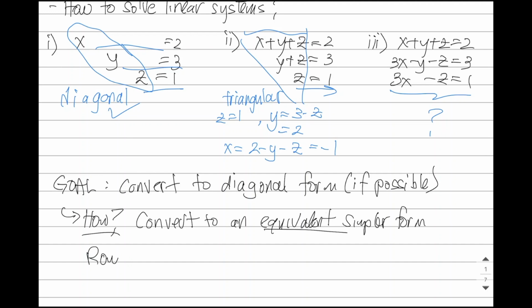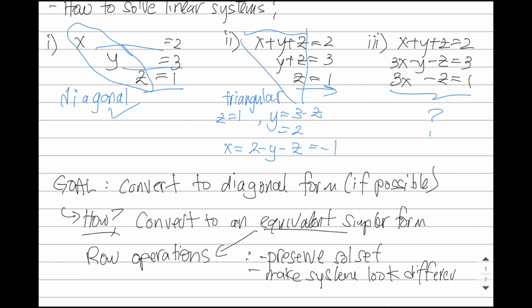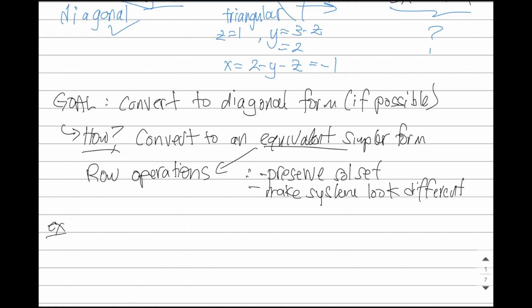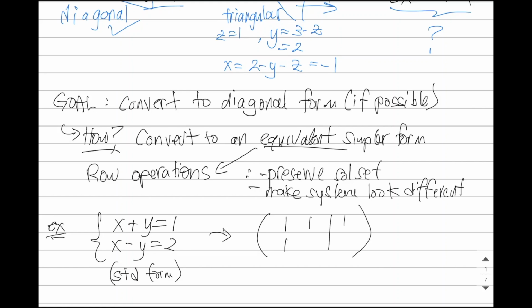To do this, we are going to talk about what are called row operations. These row operations will preserve the solution set, but make the system look different. And by looking different, I mean simpler or closer to a diagonal system. And there are only 3 operations that we are going to use. Now, as an example, to try to motivate this, a system of 2 equations with 2 unknowns, we could write it in this standard form, or we could put it into augmented matrix form. So this is the coefficient matrix, and this is the right-hand side.